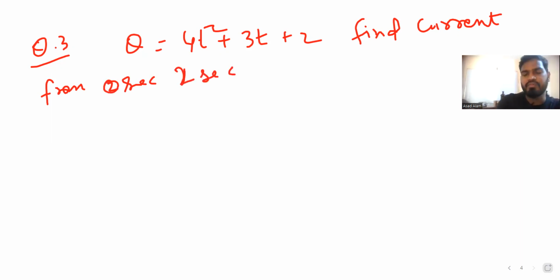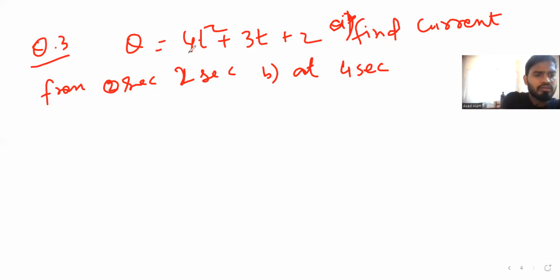Right, that's the first question, part A. Find current. Again, you will have to find current. Part B: find current at 4 seconds. Let's see now the solution.